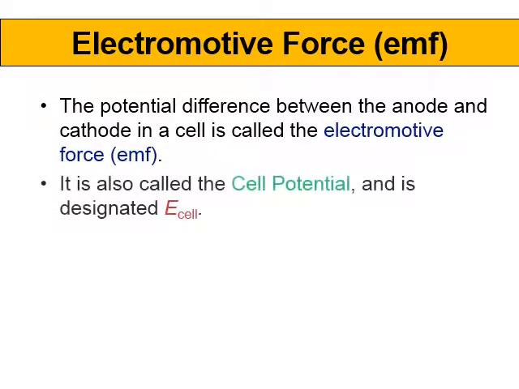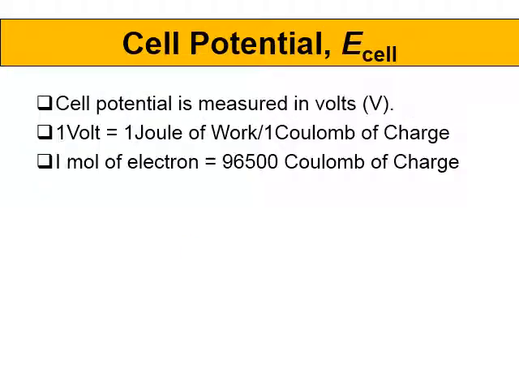This is also called the cell potential, designated as E cell. Cell potential we normally measure in volts. The unit is volt. 1 volt is equivalent to 1 joule of work per 1 coulomb of charge. 1 mole of electrons, as we know, is equal to 96,500 coulombs of charge. So we can say that 1 volt is equal to 1 joule over coulomb.